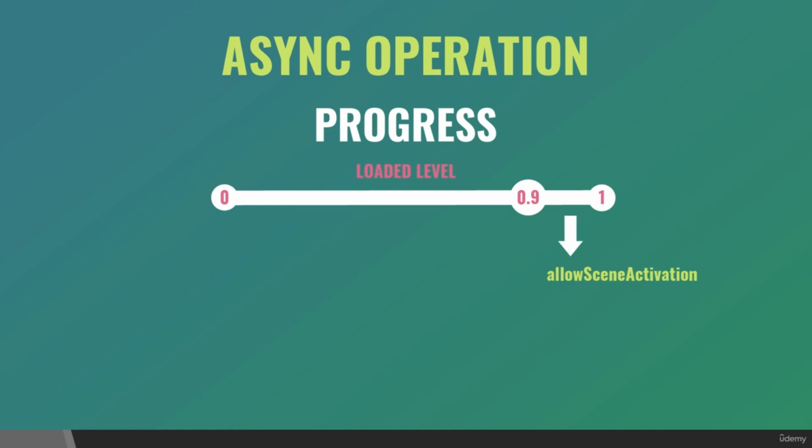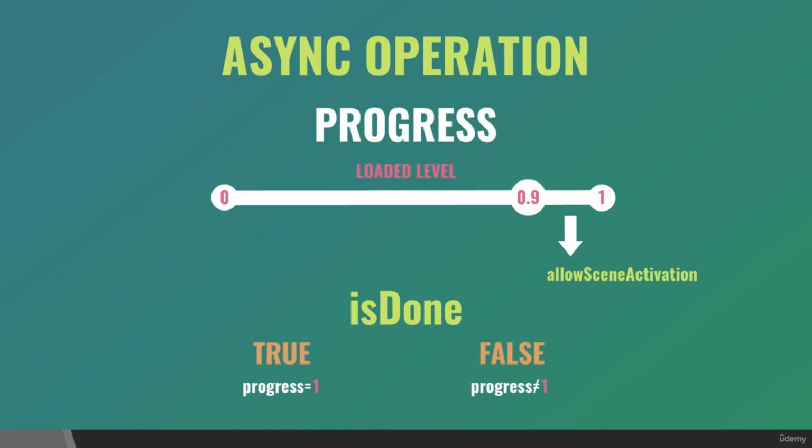We have another important bool variable, isDone. This variable is true when the progress bar is 1, which means fully loaded level with allowed scene activation, and it's false in any other case. So we will use these variables to create a loading bar.